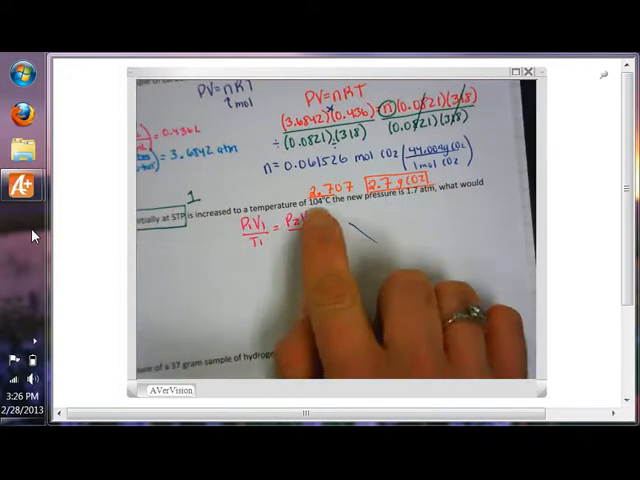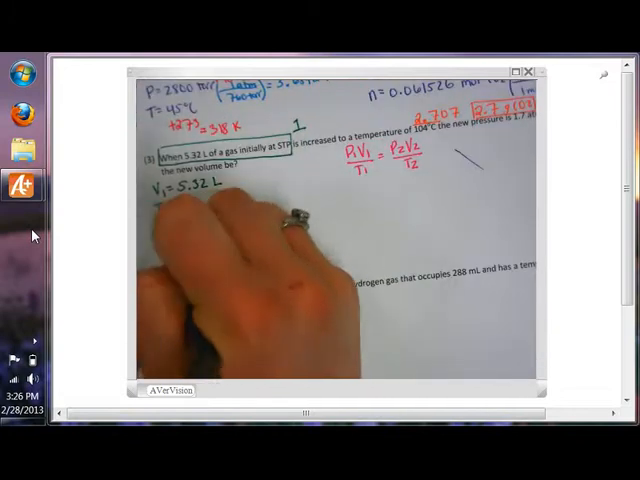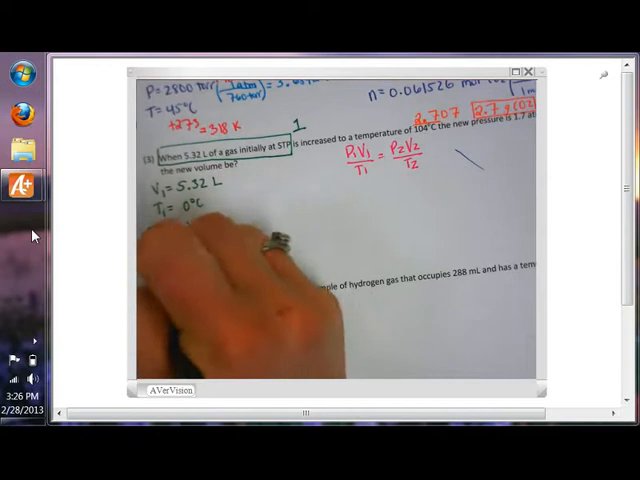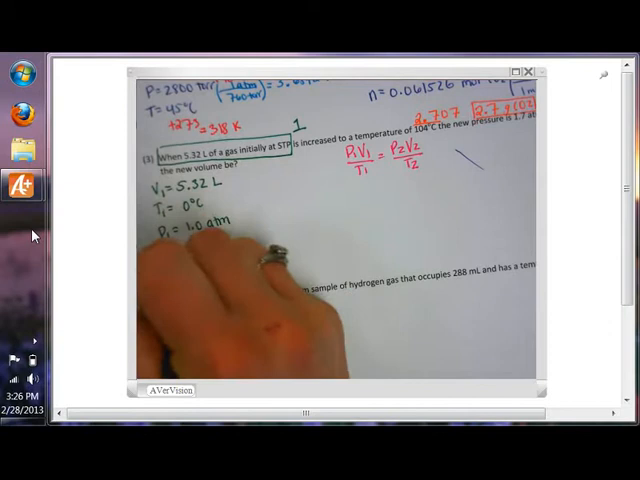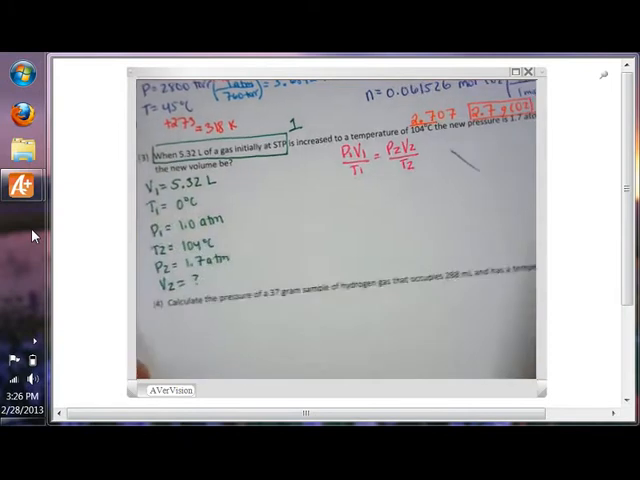A pressure of 1.7 atm. And they want the new volume, which is V2. So I'm going to plug this all into P1, V1. So pressure is 1.0. Volume is 5.32.